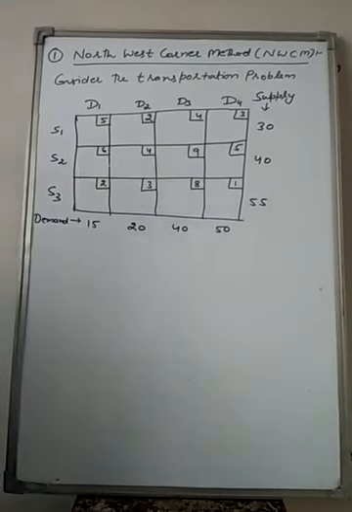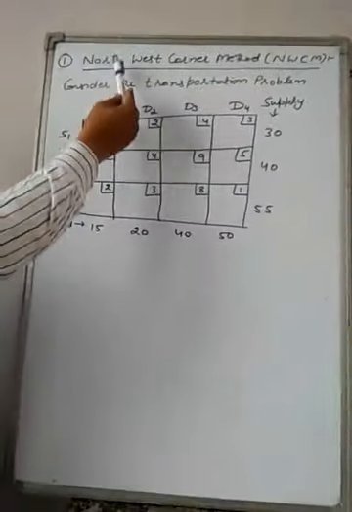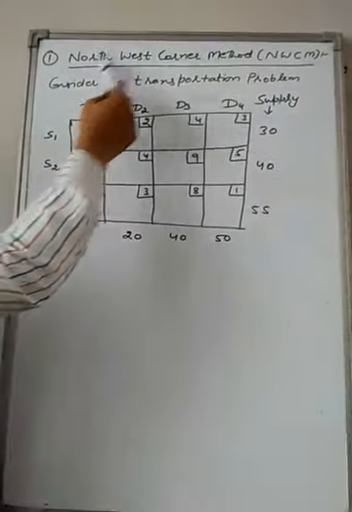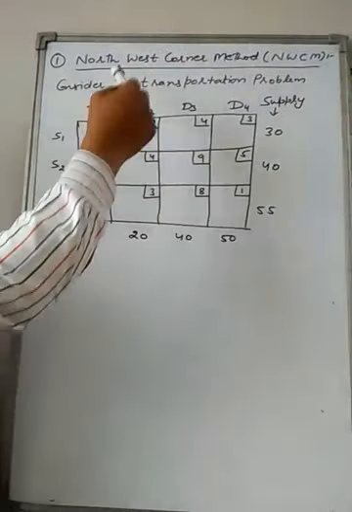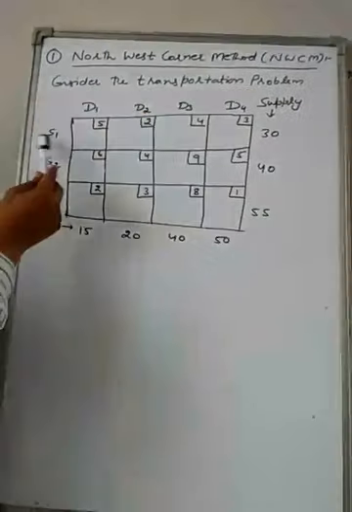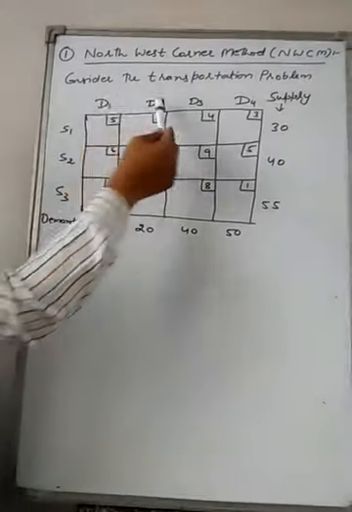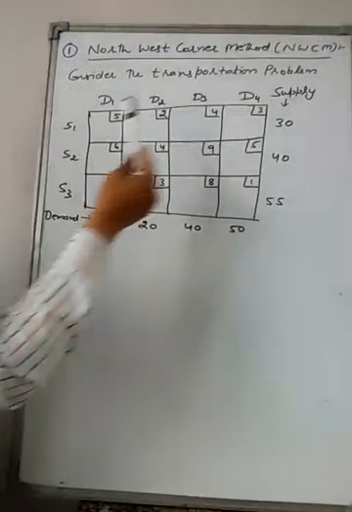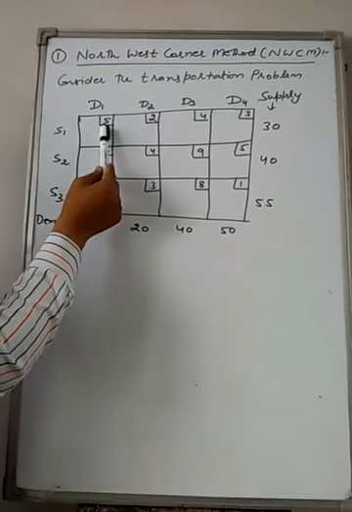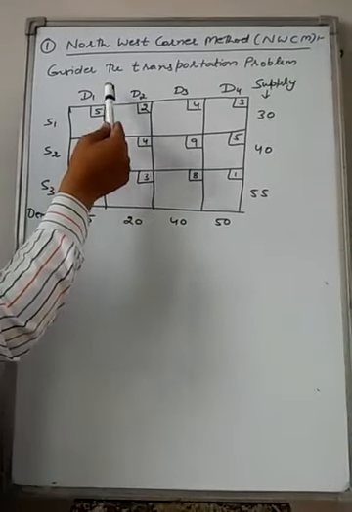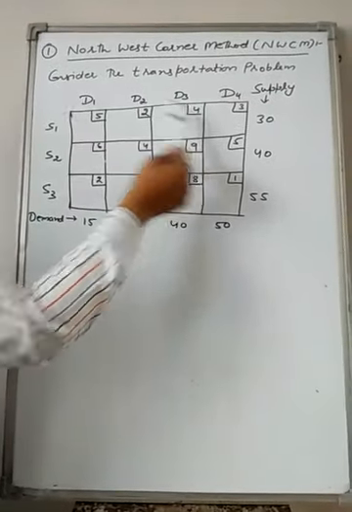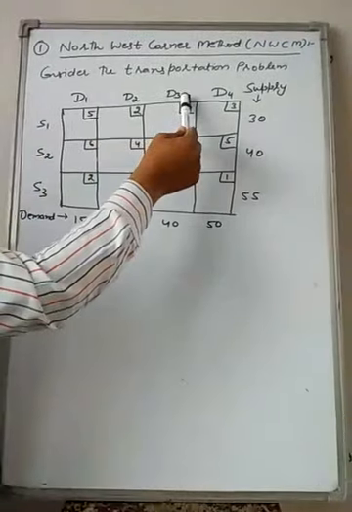Now I am going to discuss the initial BFS solution method, the northwest corner method. I am going to discuss NWCM with the help of an example. Consider the following transportation problem. Here S1, S2, S3 are three sources, D1, D2, D3, D4 are four destinations. These numbers represent the unit cost of transportation from different sources to different destinations, like 4 represents the unit cost of transportation from source S1 to destination D3.